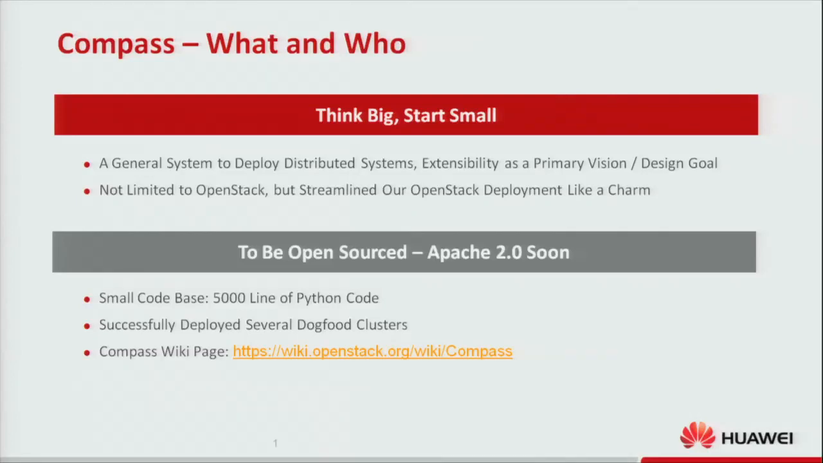When we started this project, we had a pretty ambitious goal. We wanted to build a general purpose deployment system so that it can help us, as a hardware vendor, to deploy any complex distributed system onto the hardware. So in each of our design decisions, we had extensibility as our primary design goal. Although it's not limited to OpenStack, in deploying OpenStack it really helped us streamline deployment like a charm.